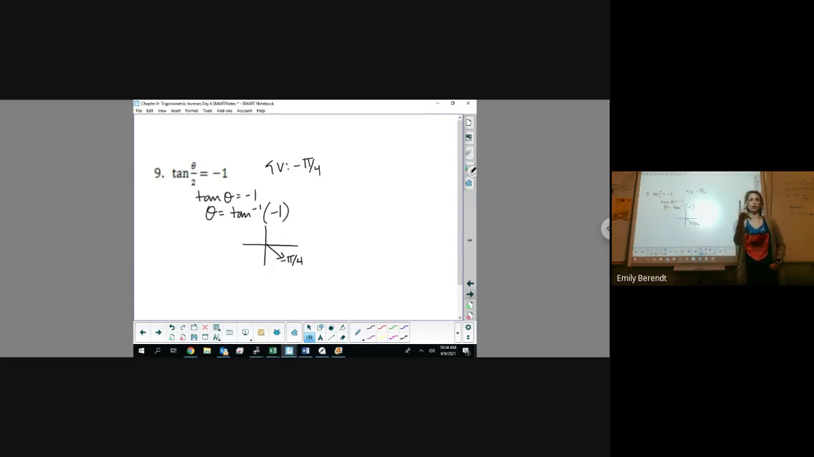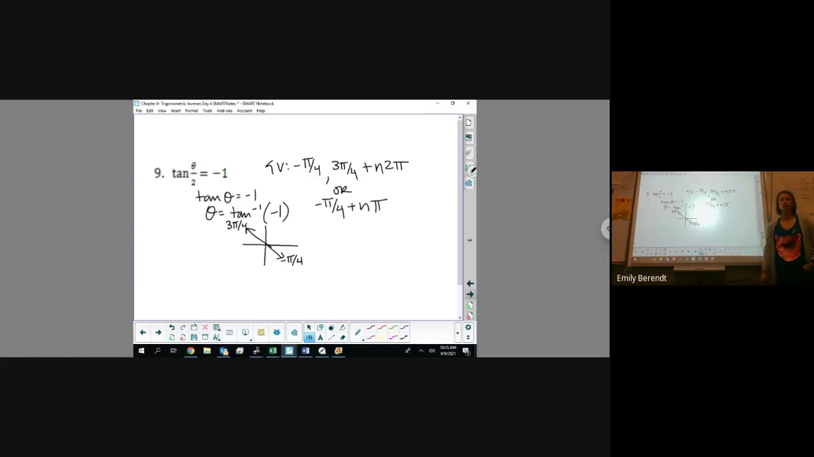If you'd like to give 2 answers, the other angle would have to be in what quadrant to get a negative tangent? 2. And what's the normal pi over 4 there? 3 pi over 4. So negative pi over 4, 3 pi over 4, plus every 2 pi, or negative pi over 4 plus every pi.